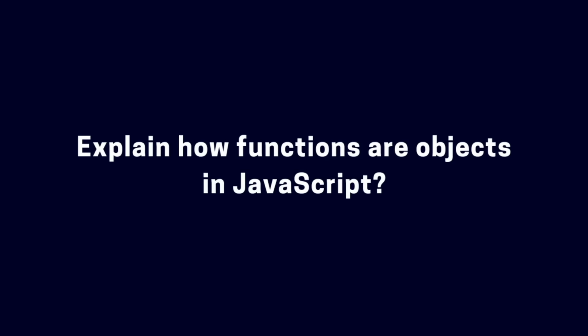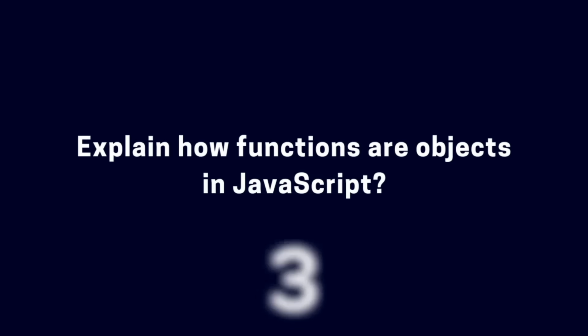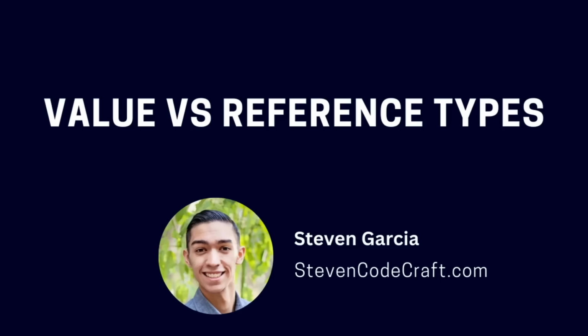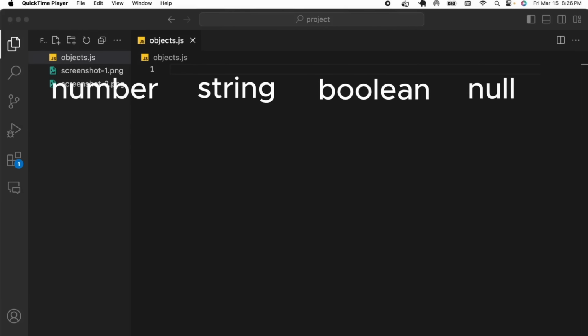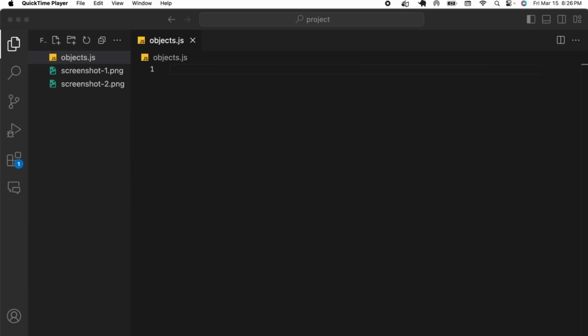Explain how functions are objects in JavaScript. Internally, functions are represented as objects in JavaScript, meaning that they have properties and methods. So you know that we have 8 different data types in JavaScript, which include the primitive data types, which are number, string, boolean, null, undefined, symbol, and BigInt. We also have the complex data type, better known as object data types. So arrays and functions also fall into the object category.